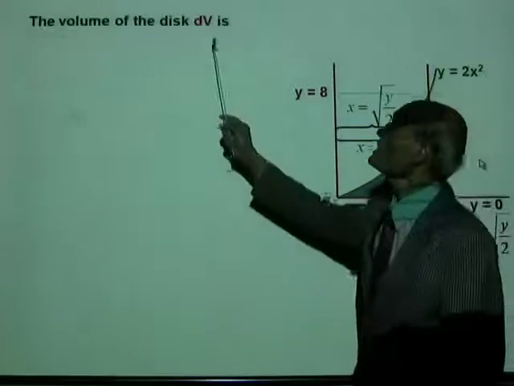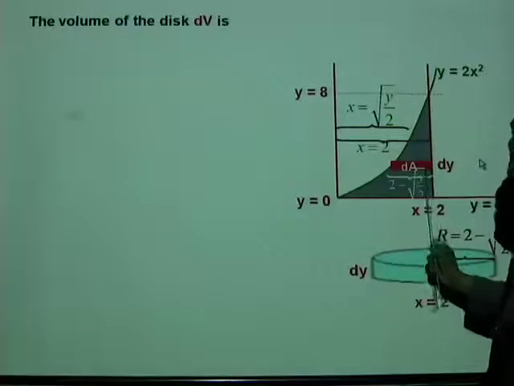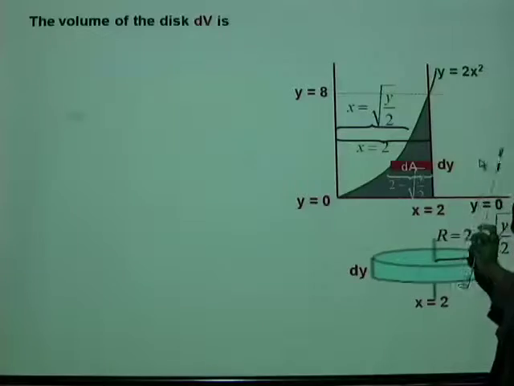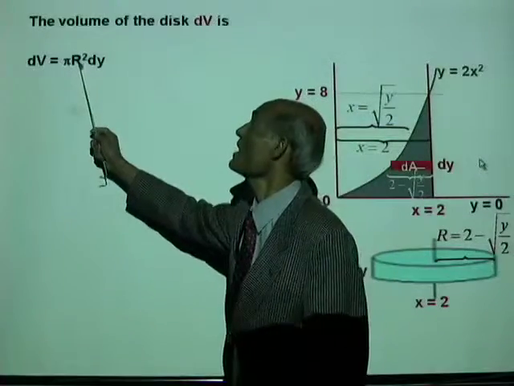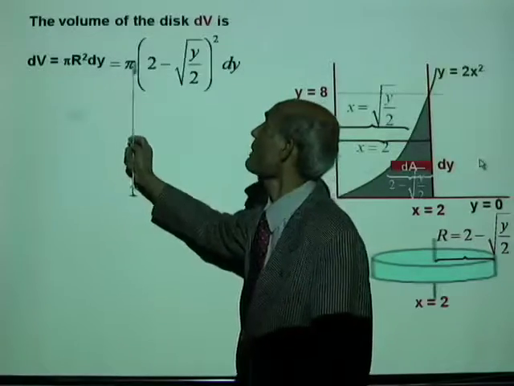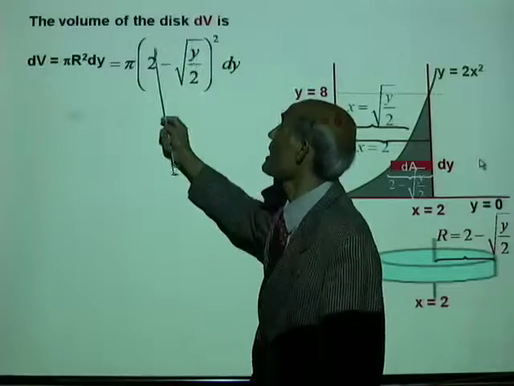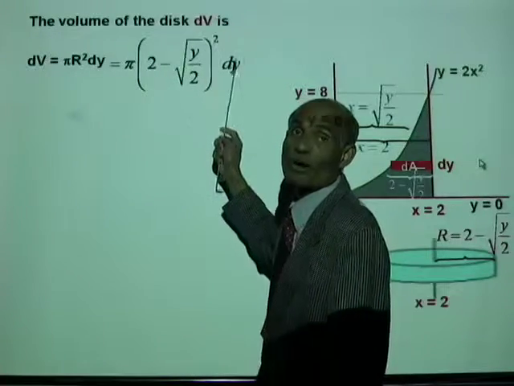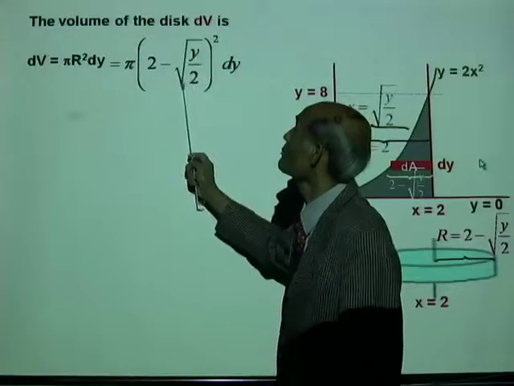Alright, what is the volume dV of the disk generated? dV is pi times r squared dy. That will be pi times our r, which is 2 minus square root of y over 2, all squared, dy. And you need to simplify this. Can you simplify that?